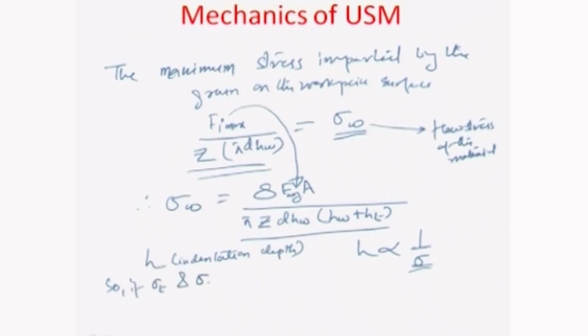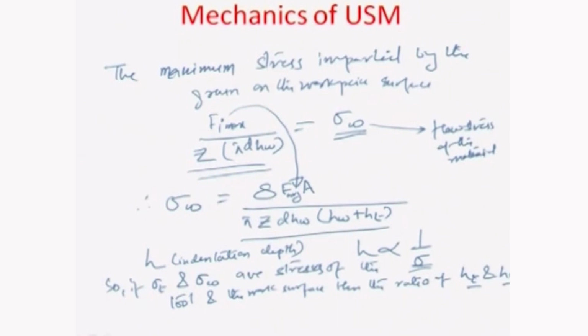So, if sigma T and sigma W are the flow stresses of the tool and the work surface, then the ratio of HT, that is the depth of indentation on the tool side, and HW, that is the depth of indentation on the workpiece side, can be represented by the ratio sigma W by sigma T, where this is basically the ultimate flow stress of the work material, and this right here is the ultimate flow stress of the tool material.